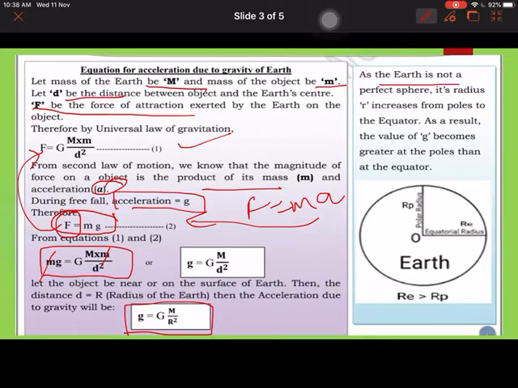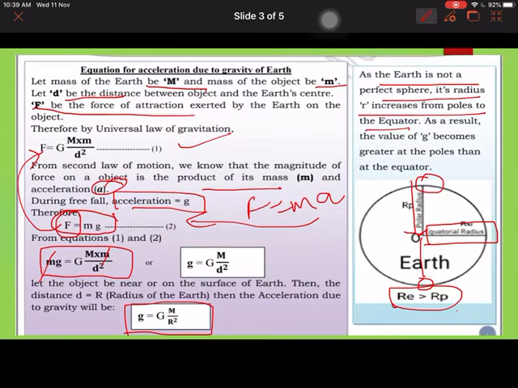Now as the Earth is not a perfect sphere, its radius increases from poles to the equator. That means when you are coming from these poles, these are actually the poles, when we are coming from poles to equator, the radius is increasing. So the equatorial radius is higher than the polar radius. As you can see, RE is greater than RP. That's why, as a result, the value of g becomes greater at the poles than at the equator.